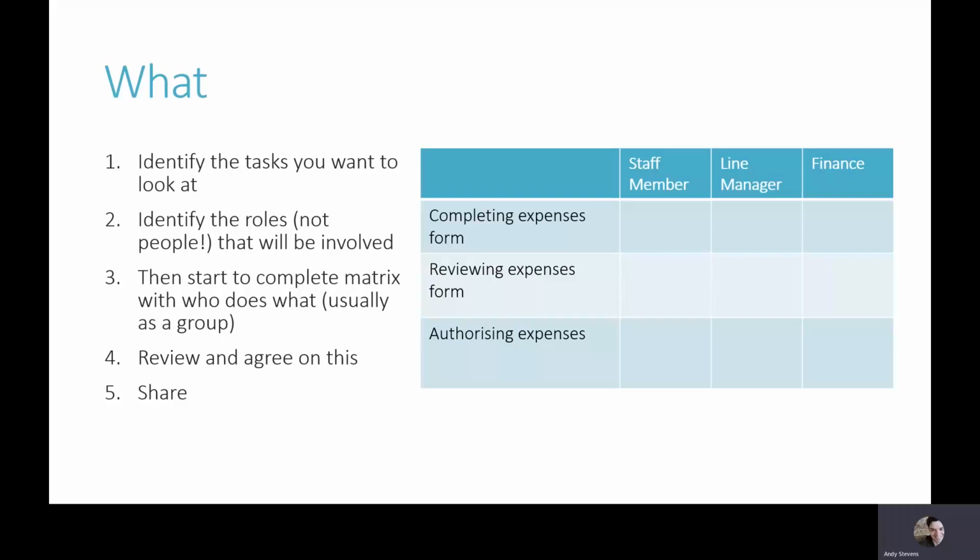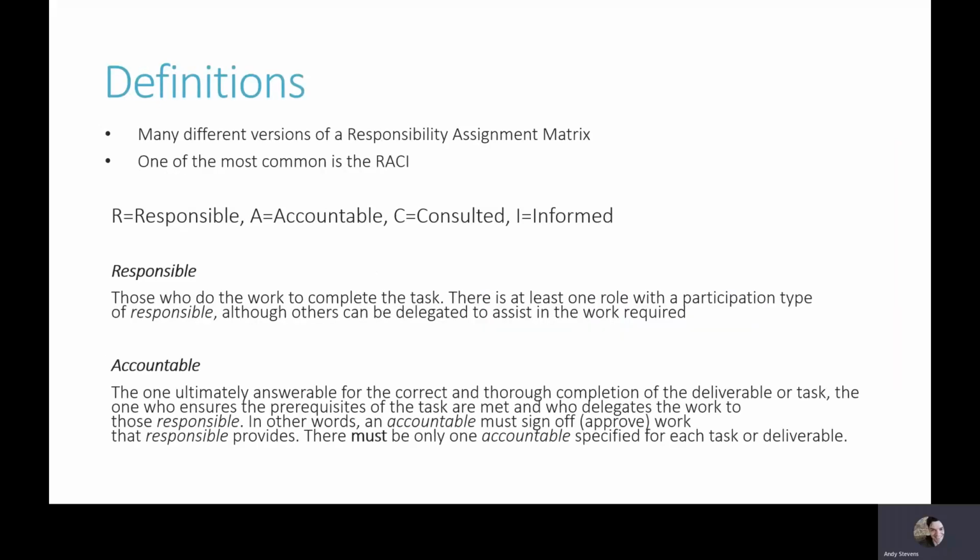So how would you fill up that table with who does what? There's many different types of responsibility assignment matrix, but one of the most common and the one that I definitely use the most is called the RACI. And that's 4 different types of activity that you can do, one for each of the letters. So R is responsible. So it's those who are actually doing and completing the task. There needs to be at least one person that's responsible, but maybe multiple roles are responsible for a single task.